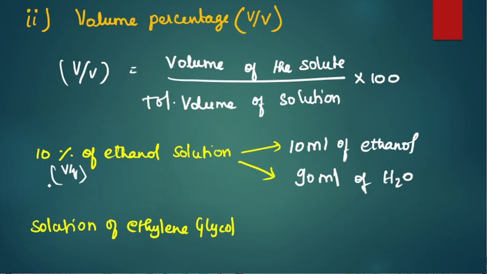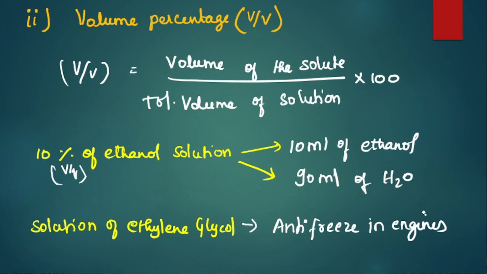Here also one of the application is given. The solution of ethylene glycol is used as antifreeze in engines. That means, when you add this solution of ethylene glycol, what happens is, normally when you drive the engines, the engine will become hot. To cool the engine, this antifreeze is used. Actually, antifreeze lowers the freezing point of the water.